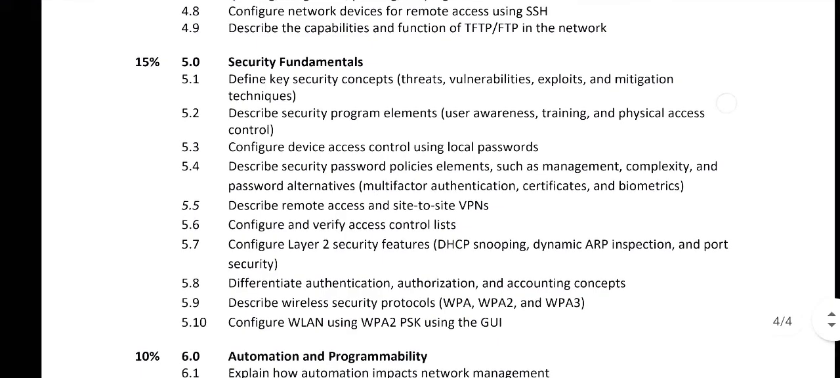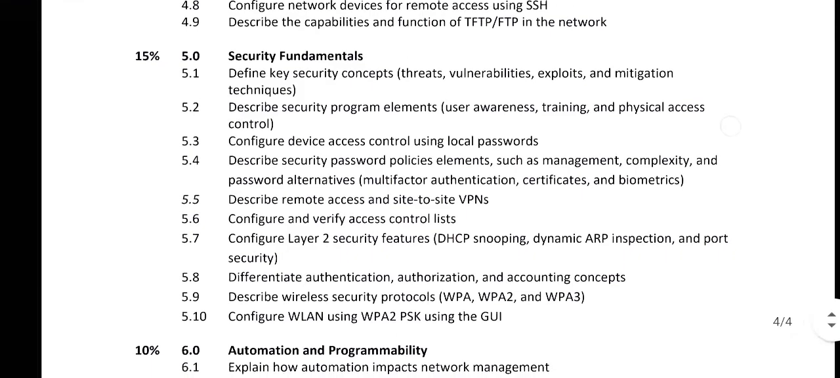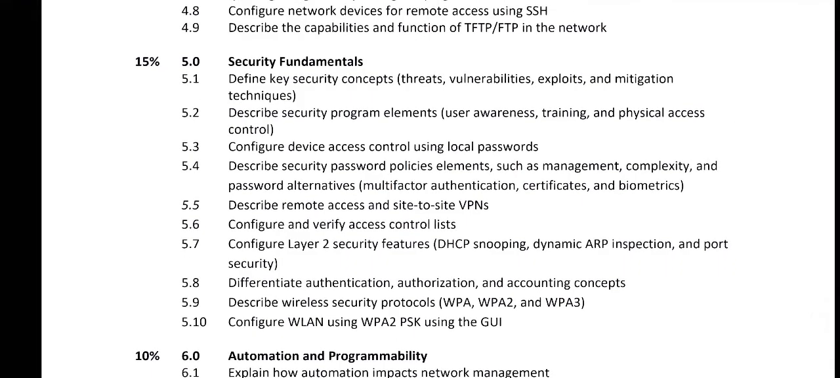Configure network devices for remote access using SSH. You need to know how to go to the interface and configure line console and line console 0, and then also specify the transport input telnet or transport input SSH. You need to know how to create a cryptographic domain-based key. To be able to use SSH, you need to set up a key, cryptographic key.